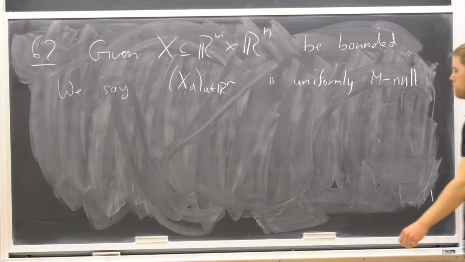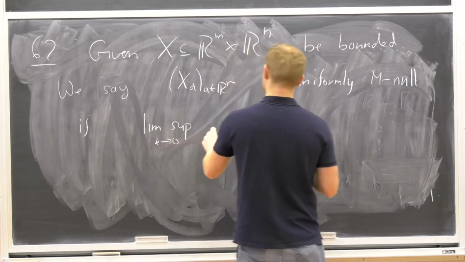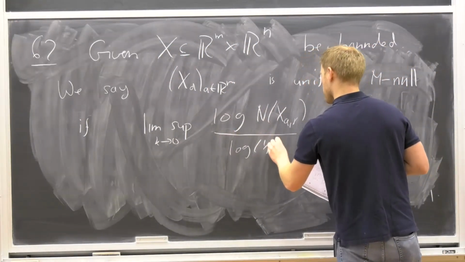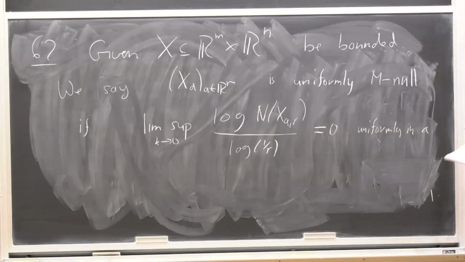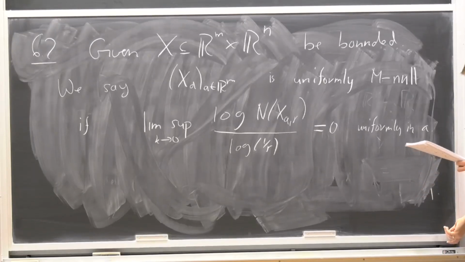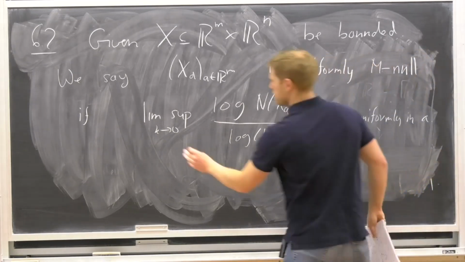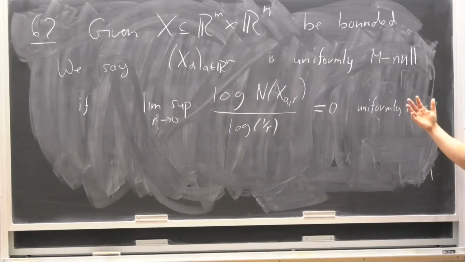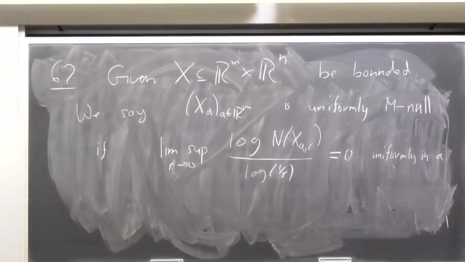Well, if what you expect to happen happens. So if this limsup as r goes to 0 of this thing that computes the upper Minkowski dimension is 0, uniformly in A. So again, you can define this for higher dimension and make precise what it means for the family to have uniform Minkowski dimension n, or something like that, but this is really not a thing I want to spend too much time on.